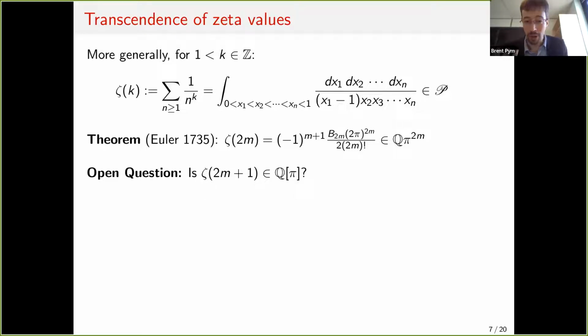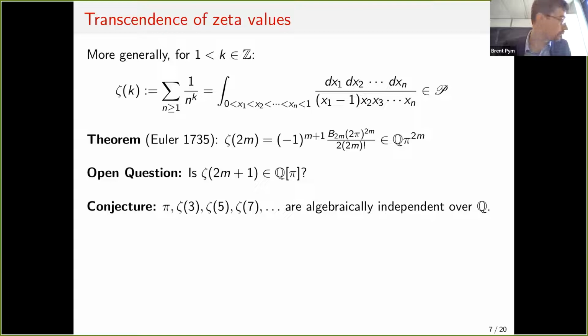So then you may ask about the odd ones. What about zeta 3, zeta 5, zeta 7? You may ask whether those can also be expressed in terms of pi. And there's a conjecture about this, which is that the answer is basically as big a no as possible. So not only do we conjecture that the odd zetas cannot be expressed as rational polynomials of pi, in fact, the expectation is that if you consider pi and zeta 3 and zeta 5 and zeta 7 and so on, you get a whole collection of numbers.